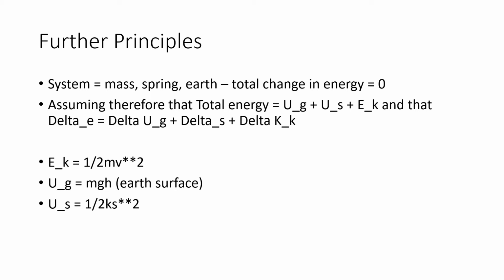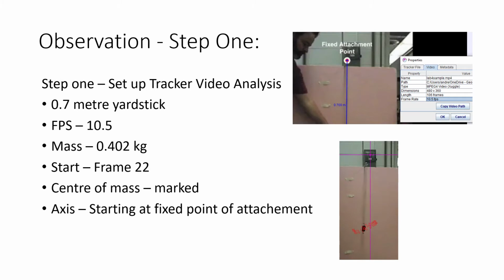Now, further principles are, we're assuming that our system is the mass, spring, and the Earth, or we're setting it as that, and therefore our total energy is gravity potential, spring potential, and kinetic energy, which I have given the formula for below. More on that later.